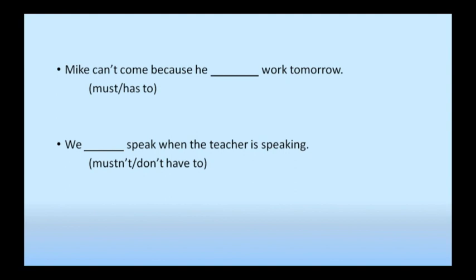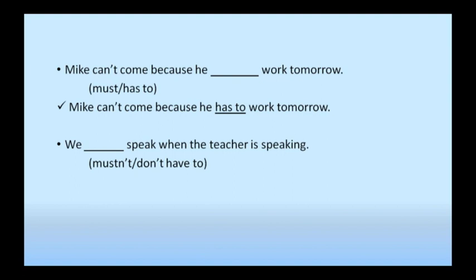For the sentence, Mike can't come because he work tomorrow, we have to choose between must and has to. Yes, the correct form is has to. So the sentence will be, Mike can't come because he has to work tomorrow.